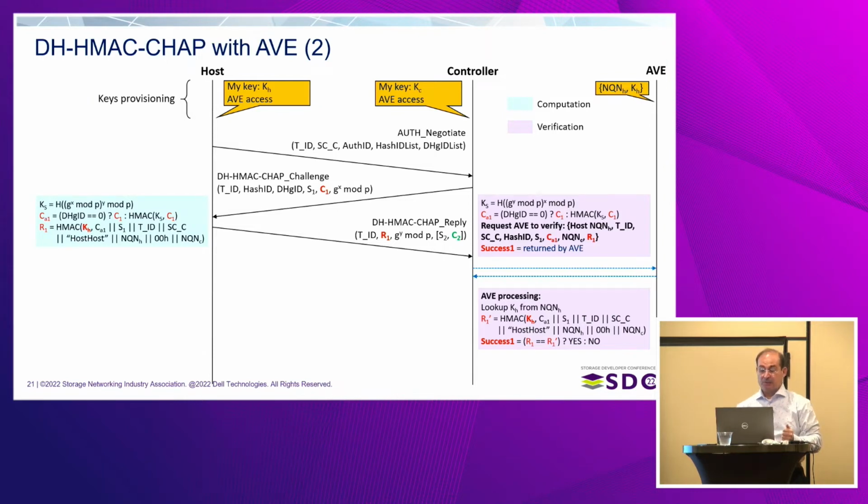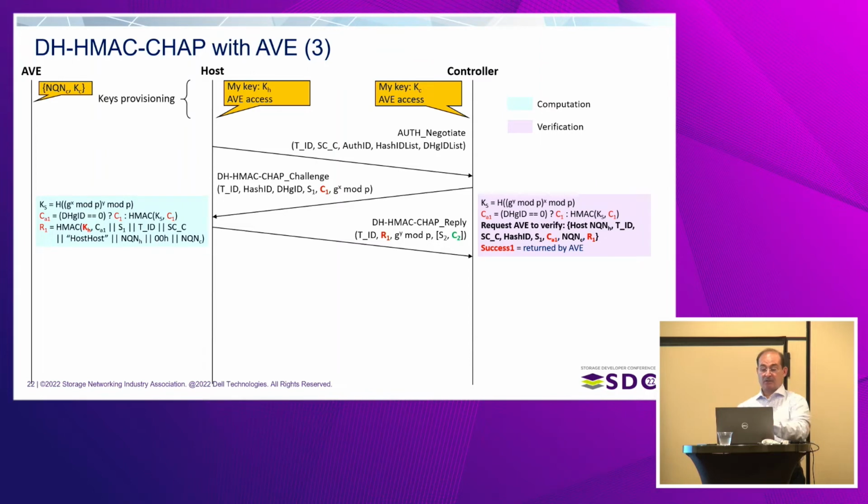The AVE processing, what does it do? It looks up the key of the host from the NQN of the host that is requested to the AVE, computes the expected response, and verifies if the expected response is the same as the received response. And if it is the same, the authentication is successful. And so what is returned by the AVE to the controller is, yes, authentication is successful. Done. At this point, the controller will have received its challenge C2.